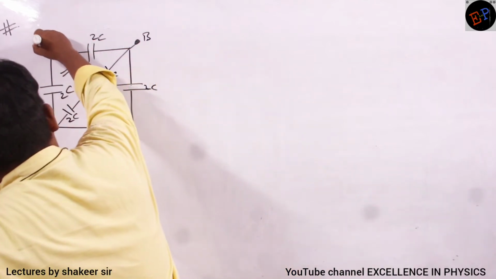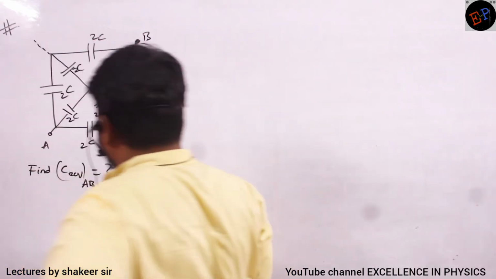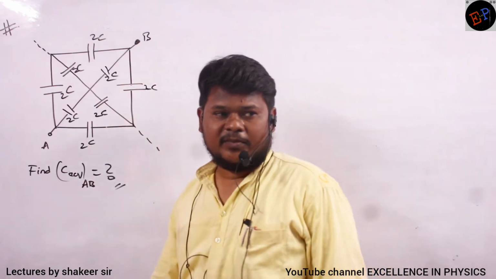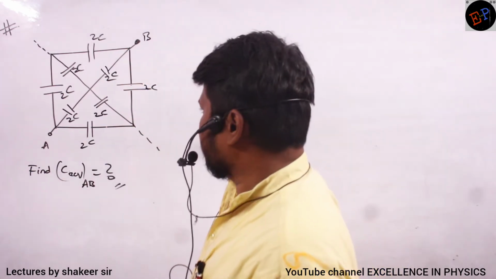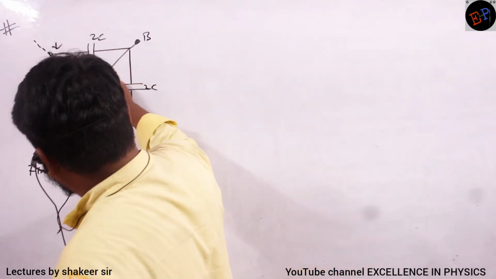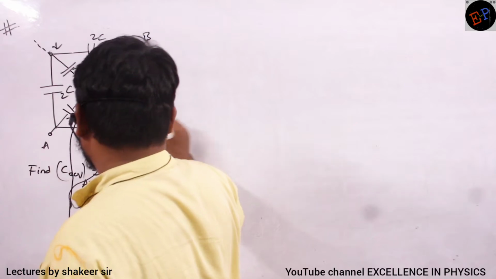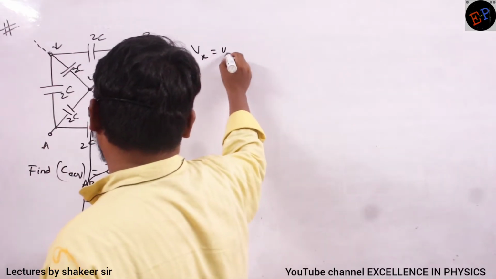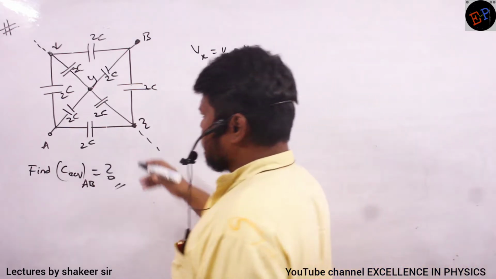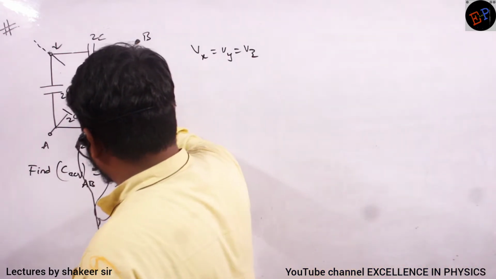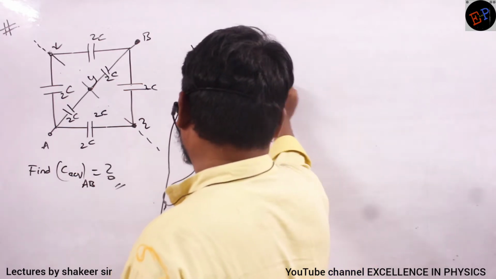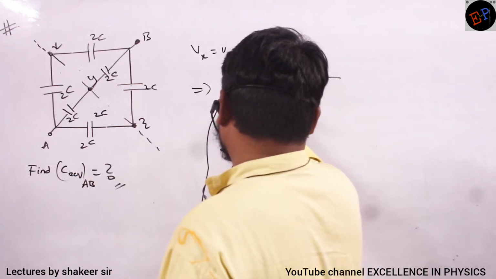So if I draw this perpendicular line, the circuit on the right side and the circuit on the left side are exactly symmetrical. So if you name these points as point X, point Y and point Z, definitely you can say Vx is equal to Vy is equal to Vz. So just remove these capacitors. So 2C and 2C, if I remove them, then what is the equivalent circuit I can draw? So this is the circuit.